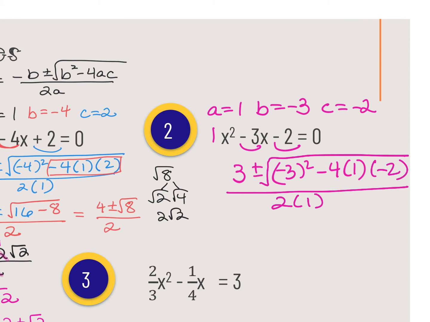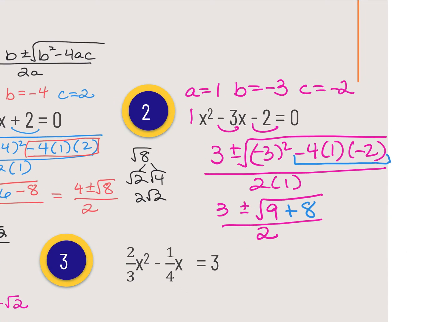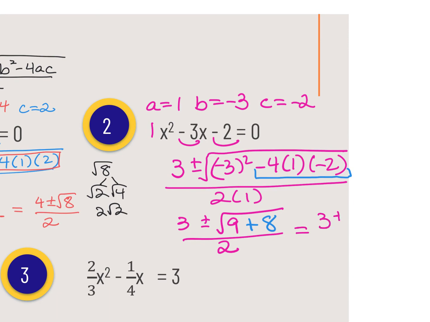I now need to simplify what's under the square root. So -3 squared is +9. And again, I'm going to multiply this as a -4 times 1 times -2, which gives me +8, all under the radical, divided by 2 times 1, which is 2. I'm going to add what's under the radical, and this gives me 3 plus or minus the square root of 17 over 2. I cannot break down the square root of 17. I cannot simplify anything there, so I'm done.